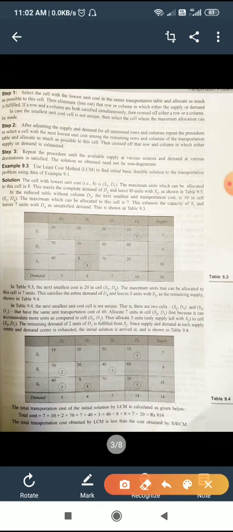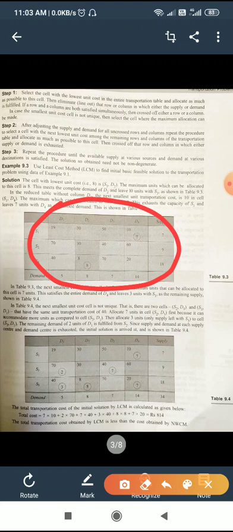So first of all we formulate the matrix for transportation, and we see the minimum cost of this whole matrix. In this matrix the minimum cost is 8. So we give the maximum number of units to transport in this cell, and we see that here demand is 8 and supply is 18. So we give 8 units and then satisfy this column.